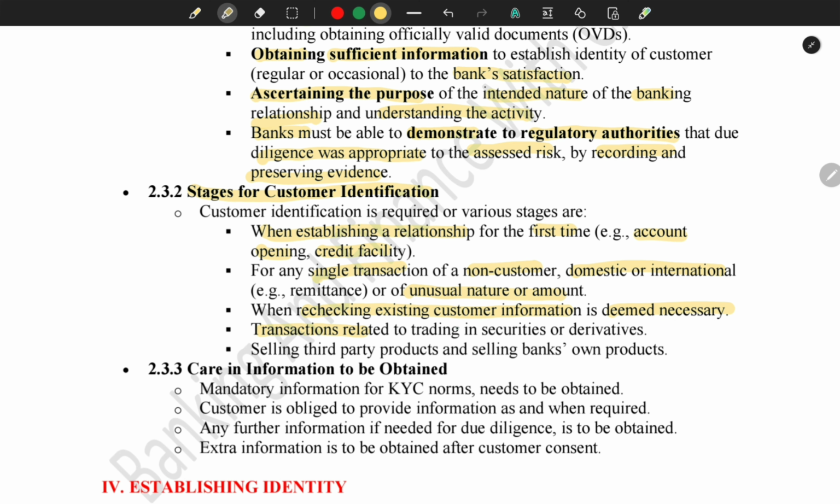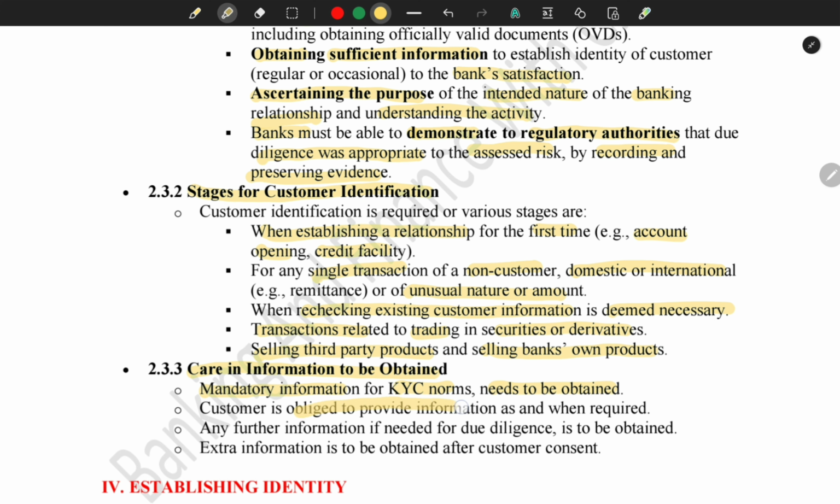Then transactions related to trading in securities or derivatives. Also, when you are selling a third party product or selling the bank's own product, you need the customer identification documents. Then care in information to be obtained. Well, mandatory information for KYC norms needs to be obtained.